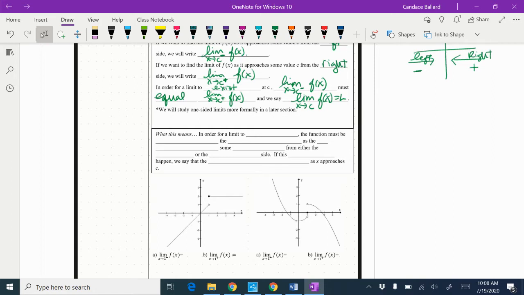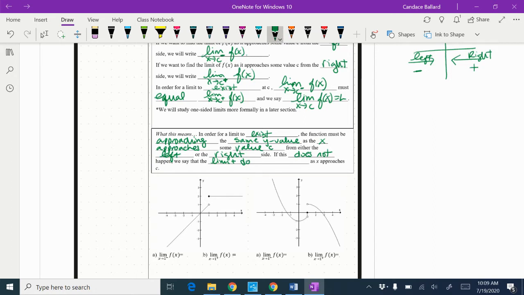So what this means, in layman's terms, is that in order for a limit to exist, the function must be approaching the same y value as x approaches some value c from either the left or the right side. If this does not happen, we say that the limit does not exist.